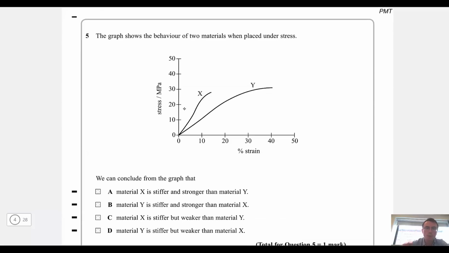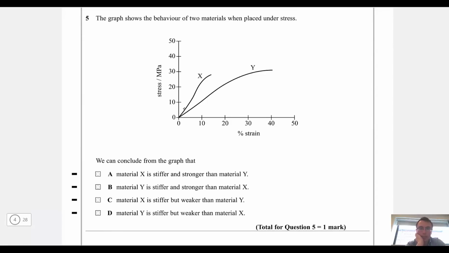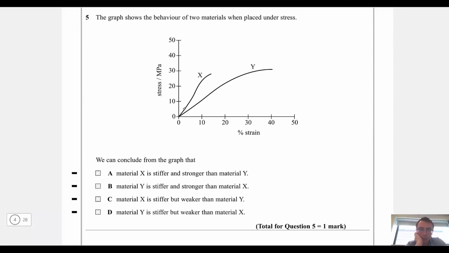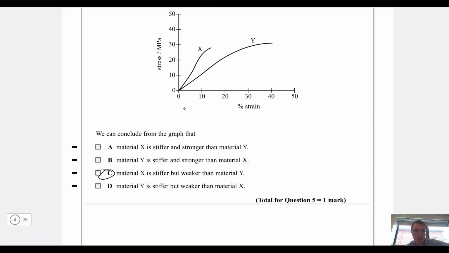Next one, 5. The graph shows the behavior of two materials which are placed under stress. We can conclude from the graph, so material X is stiffer. That is definitely true. We know that it's true because it has less of a strain for the same amount of stress. However, material Y has a stronger ultimate tensile strength. So material X is stiffer, but has a smaller ultimate tensile strength, so therefore C is the correct answer, I'm pretty sure.